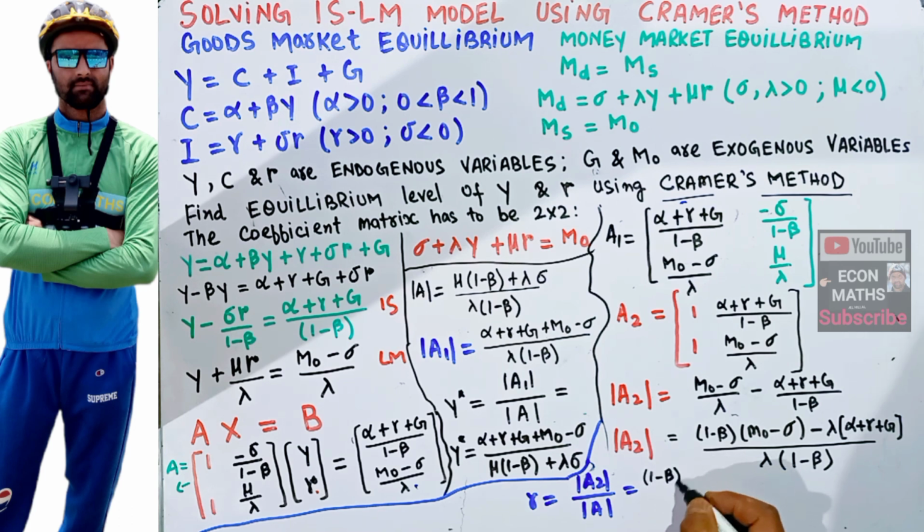Bismillah, 1 minus beta, then we have m naught minus rho minus lambda, then alpha plus gamma plus g. To this we have to divide lambda, 1 minus beta, and to this we divide by the determinant of the coefficient matrix, which is equal to this stuff. Let me see if it will fit into the space here. So what will I do? I don't want to rub any stuff here.